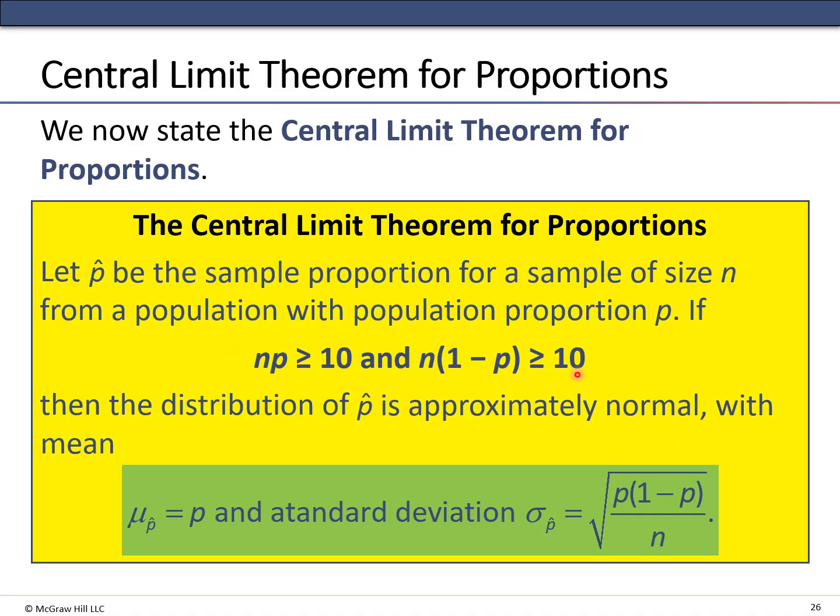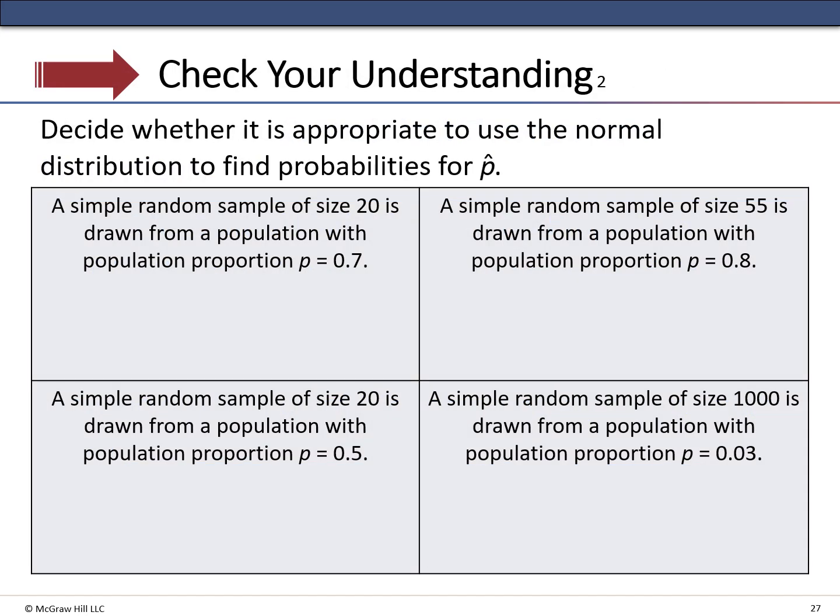So again, you can see, first thing we have to do here is do this test. If we pass the test, if these calculations are both equal to or greater than 10, then we can go on and assume normality, which allows us to make inferences about the samples and find specific probabilities or proportions. So here I'm just asking you if it's possible to use the normal distribution. So we're just going to do those two calculations. Hit pause and see if you can do it. Remember, n times p has to be greater than or equal to 10, and then n times 1 minus p must also be greater than or equal to 10. Hit pause and try these.